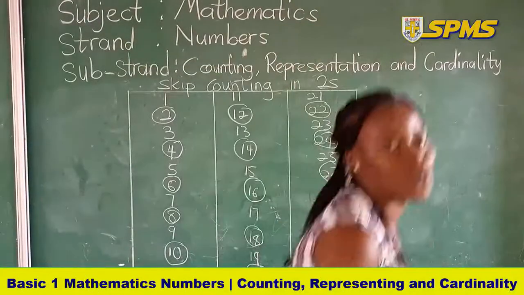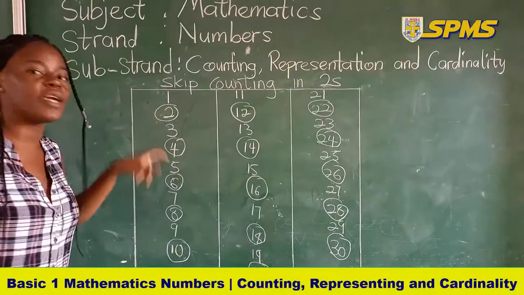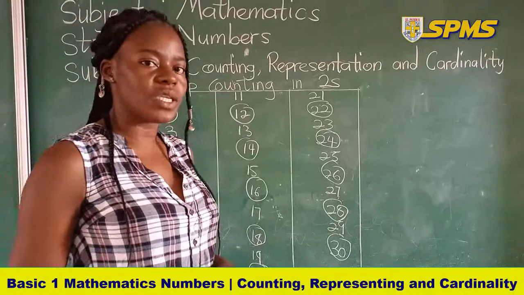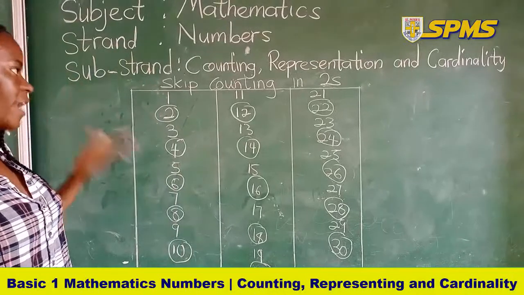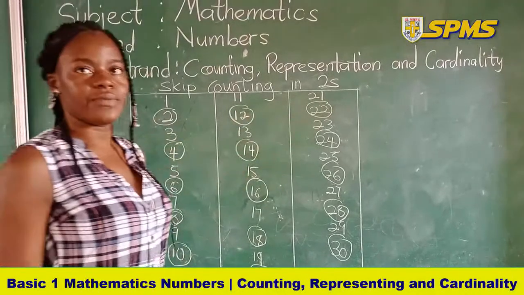So the first one was what? 1, 2. So you have 2 here. Then we skip what? 3, then 4, because you are skipping in 2s. I hope you did it with me. Good. Now, let's try to write the numbers we have circled over here.